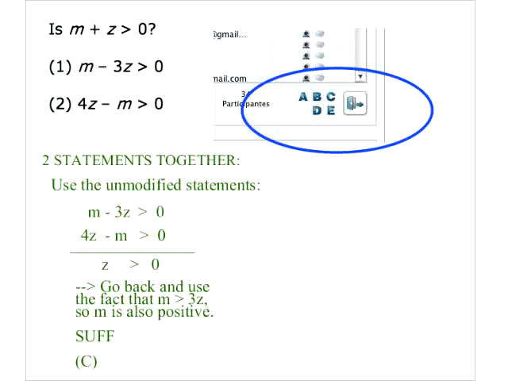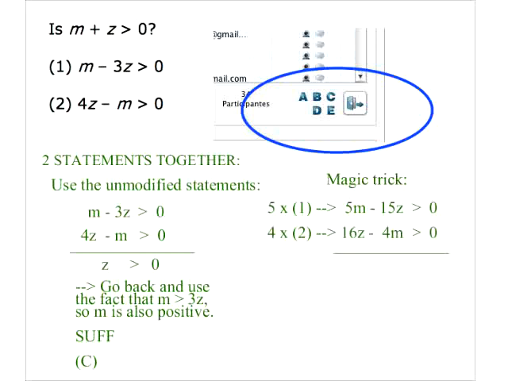And then, because you guys probably like magic tricks, here's a fun magic trick that you can also do. You can do 5 times the first statement for no particular reason. That'll give you 5m minus 15z. You can do 4 times the second statement, which will give you 16z minus 4m. And if you add those, guess what happens? It actually gives you right away what you want. It gives you m plus z. It's kind of a cool magic trick. There's your rabbit from the hat.